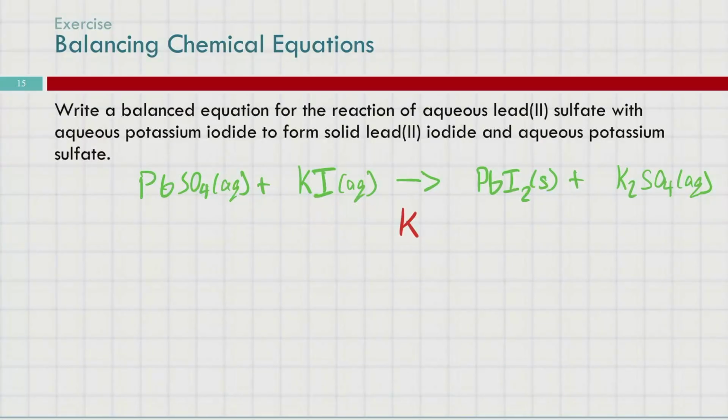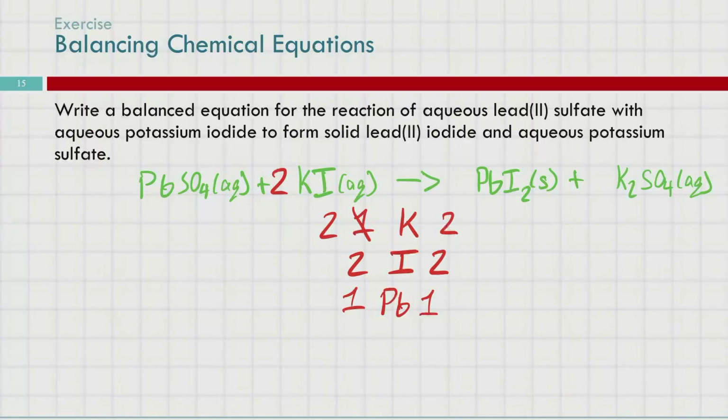So if we start with potassium, we've got 2 on the product side, 1 on the reactant side. To get those to balance out, we need a coefficient of 2 in front of our KI. When we do that, it changes I. Now we've got 2 on the left side, and we've also got 2 on the right side. Usually when we get to something like this, that means we're done with balancing. So let's just go through and check. So our Pb, 1 and 1. And our SO4, 1 and 1.